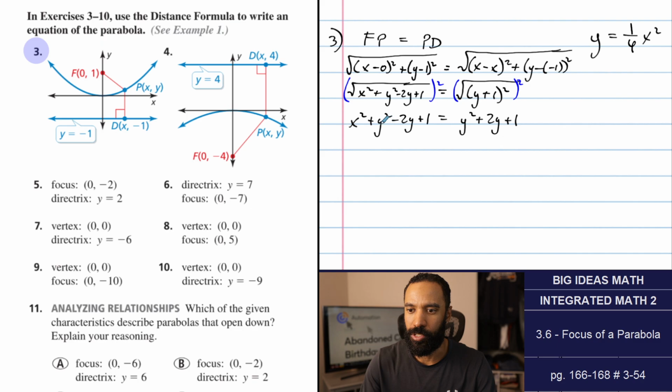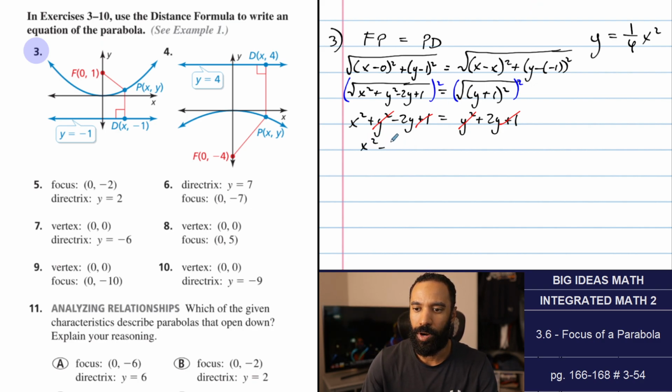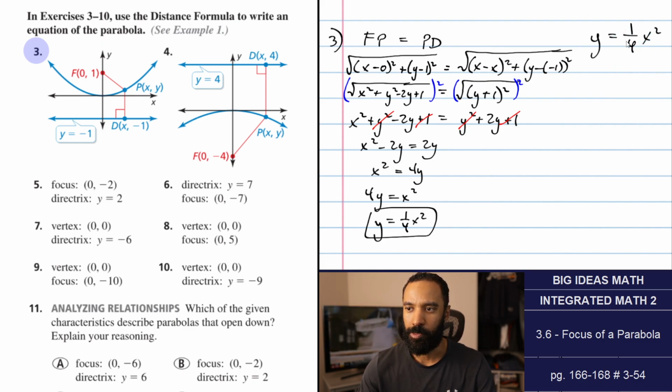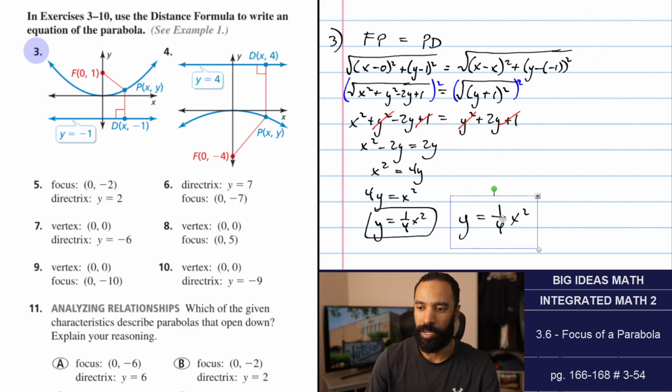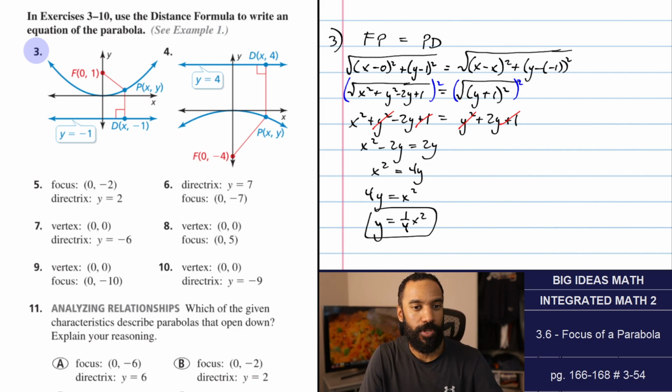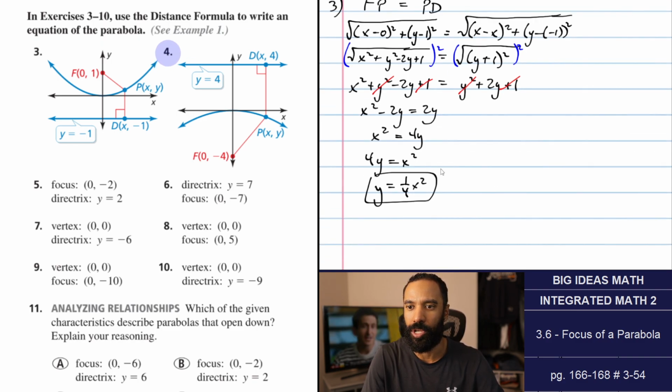Subtract y squared from both sides, those cancel. Subtract 1 from both sides, those cancel. And you're left with x squared minus 2y equals 2y. If I add 2y to both sides, I get x squared equals 4y, or 4y equals x squared. And if I divide both sides by 4, I get y equals 1/4 x squared, which seems to be the answer that I expected all along. So y equals 1/4 x squared, and that is number 3. So you can see where these problems could take some time. I'm going to do some things to streamline this, and I'll show you how that's going to work next.